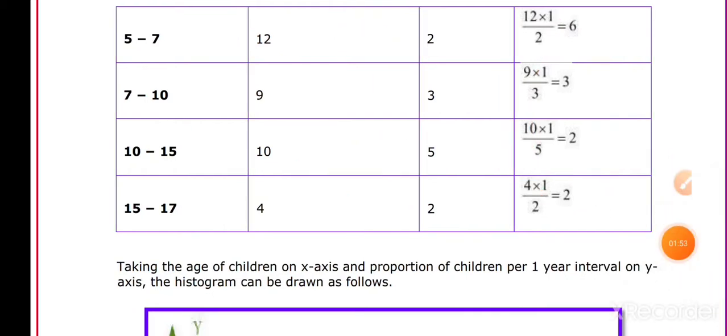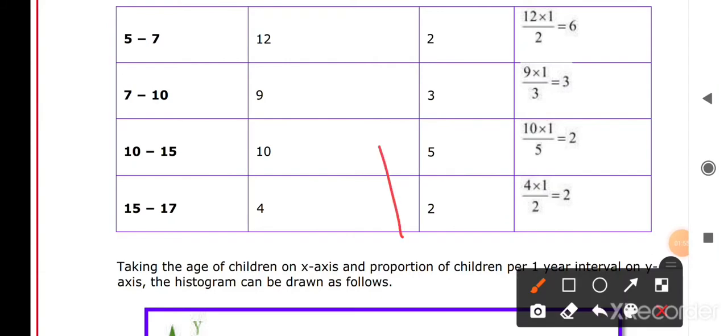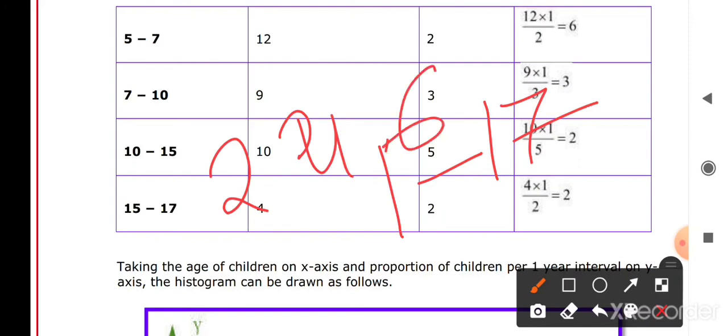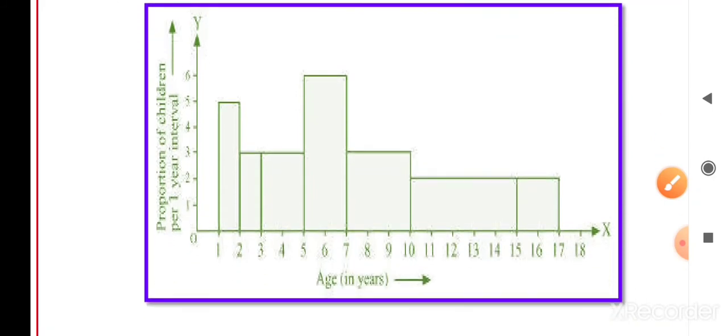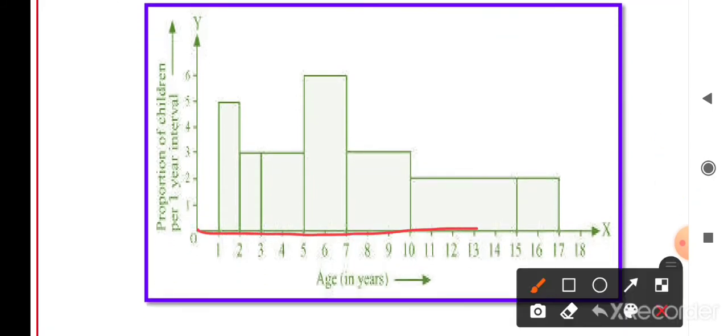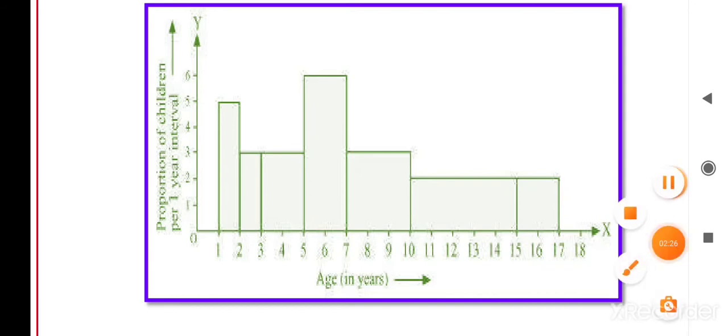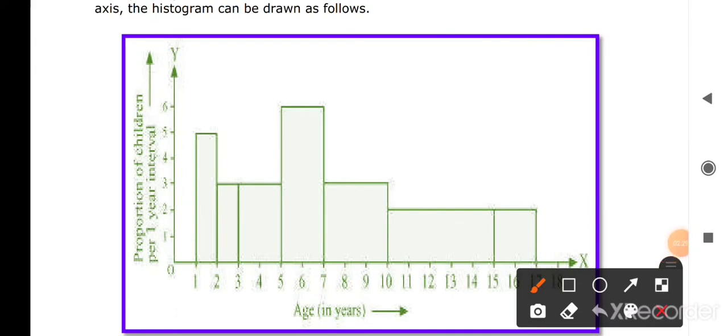You can see that these intervals start from 1 and go up to 17. So you can take the gap as 2, 4, 6, 8 like that, or you can take 1, 2, 3, 4 like that. We can draw the graph like this. On the horizontal line we have written the class intervals, and on the vertical line the proportion of children per 1 year interval, which shows the length of the rectangles which we have found right now.